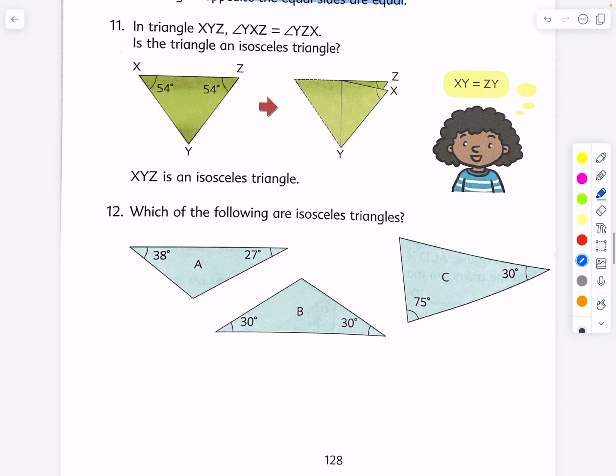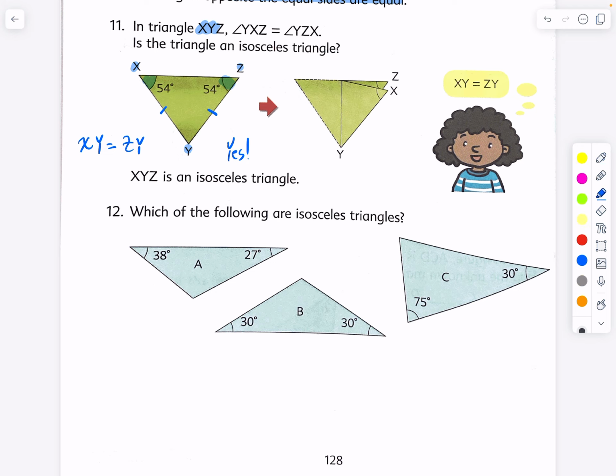So let's consider triangle XYZ. Remember, we read it from X to Y to Z. We have 2 angles measuring 54 degrees. Which sides are equal? Is this triangle isosceles? Yes, this triangle is isosceles. We can say that XY equals ZY, right? We can, of course, fold this triangle along the dotted line, but you don't have to. We learned that XY equals ZY if 2 angles are equal. So it is an isosceles triangle. Yes, it is. Now let's perform exercise 12.